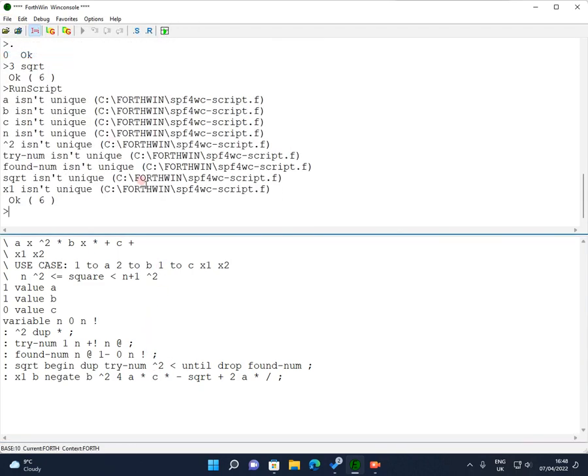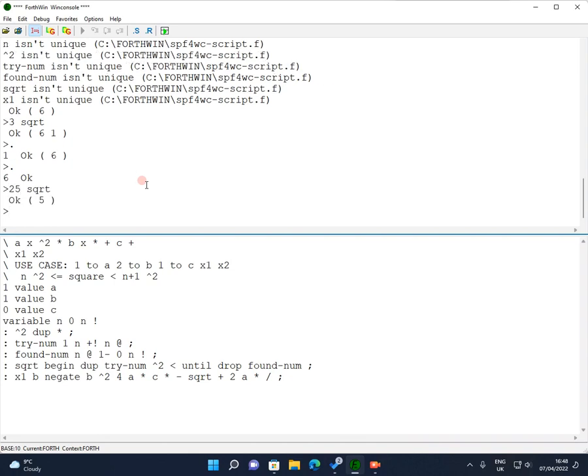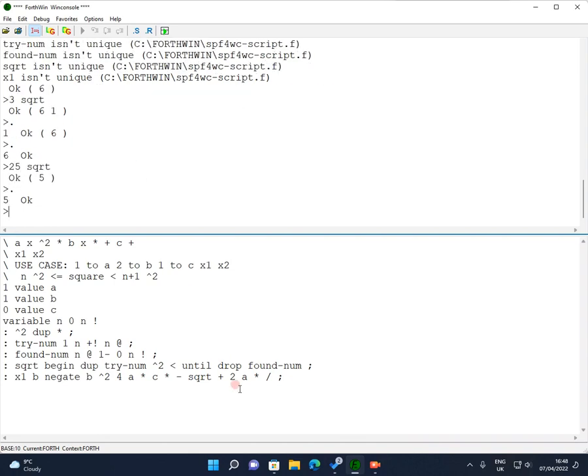Do that again. It's a good test. So we get 1 this time, which is correct, and let's make sure we get 5 for 25. Perfect. So that's working. Great. So this is actually progressing really well.